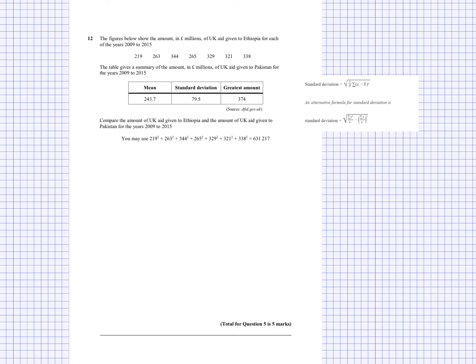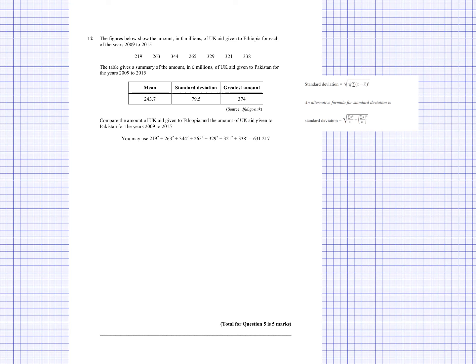And you also want to find the standard deviation using this formula here. Find the standard deviation, and then you want to say the amount that's given to whichever one has the higher standard deviation, whether it's Ethiopia or Pakistan, you want to say the amounts given to that country vary more, okay? So if the standard deviation is higher, that's telling us there's more variation in the amounts given to whichever country has the bigger standard deviation.